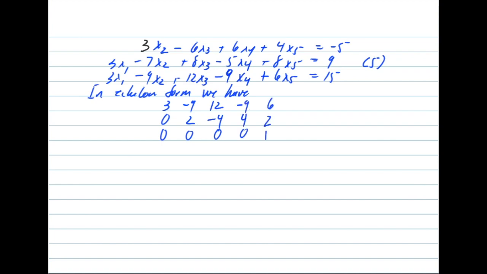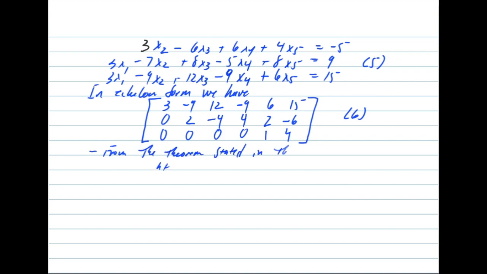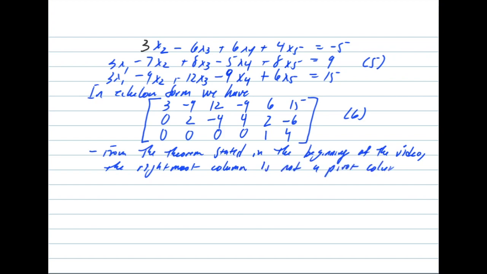So let's just look at the system of linear equations that I've written out, and let's look at it in echelon form below. In echelon form, the row reduction has already been done. We have for the first row 3, -9, 12, -9, 6, 15, then 0, 2, -4, 4, 2, -6. Then the third row, 0, 0, 0, 0, 1, 4.